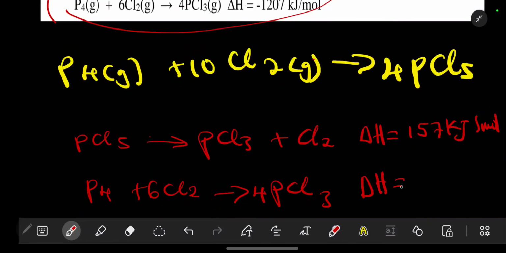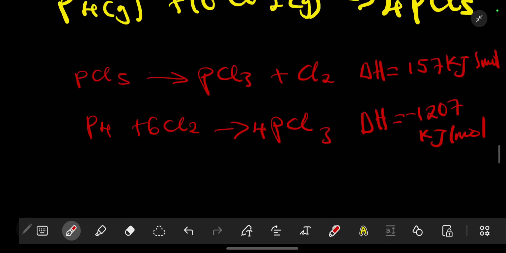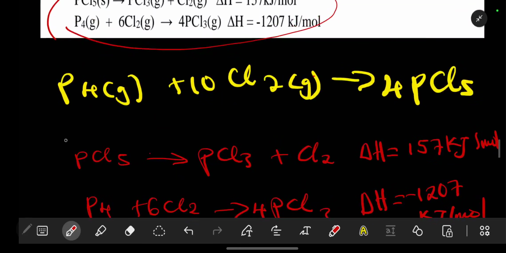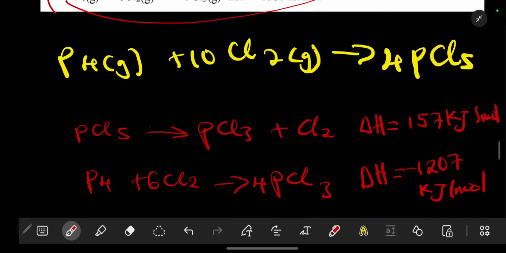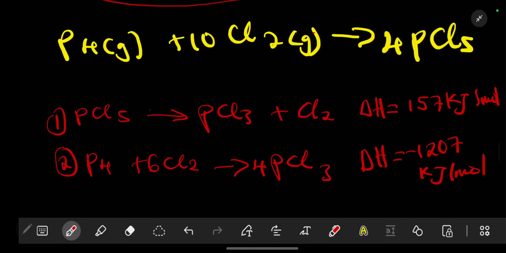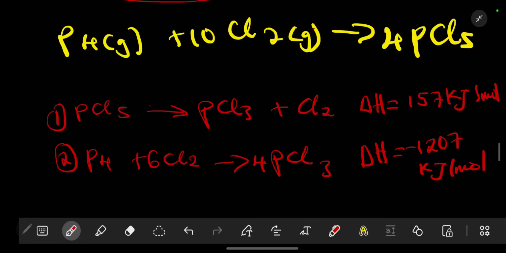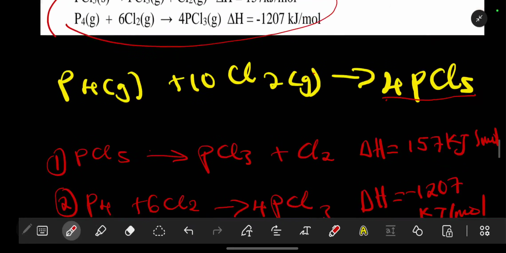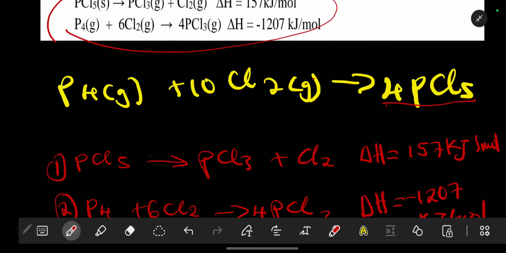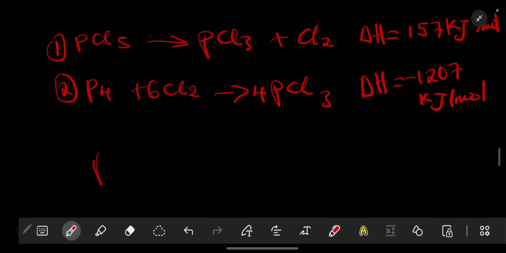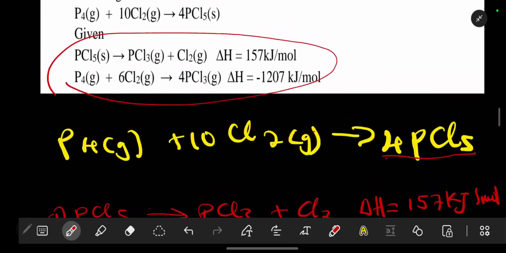The change in enthalpy is equal to negative 1207 kilojoules per mole. So now we want these two equations to form this. You look at your first one. Let's call this one equation 1 and this one equation 2. If you look, PCl5 is on the other side. That means you have to reflect the equation, so you are going to flip equation 1.